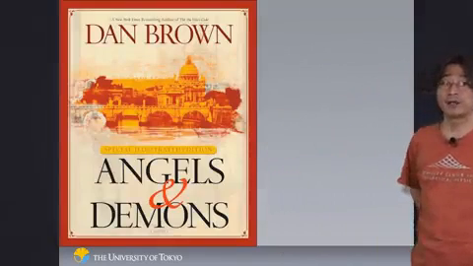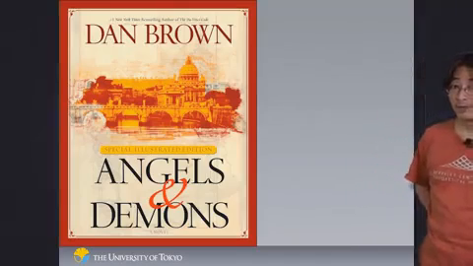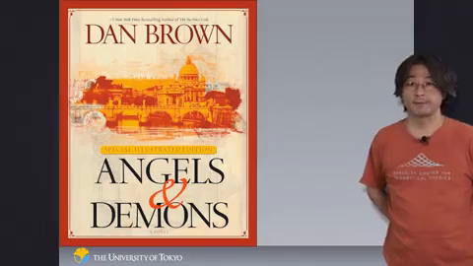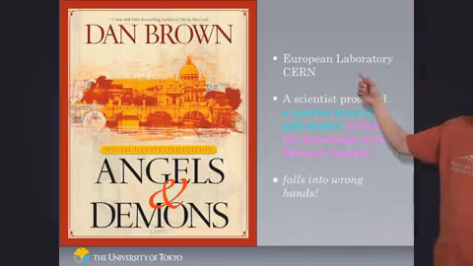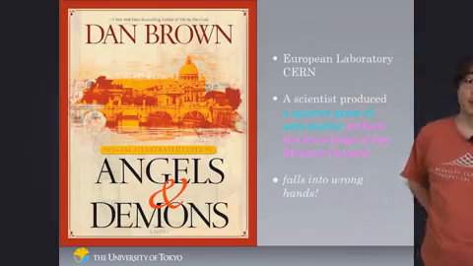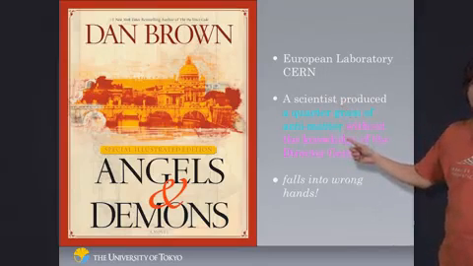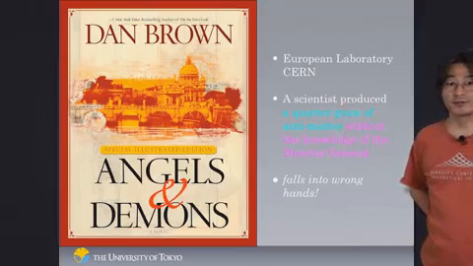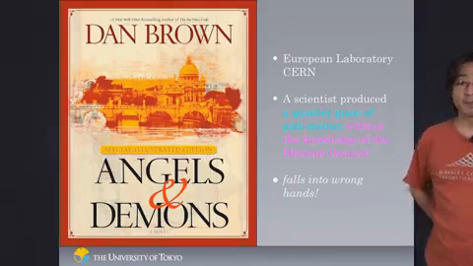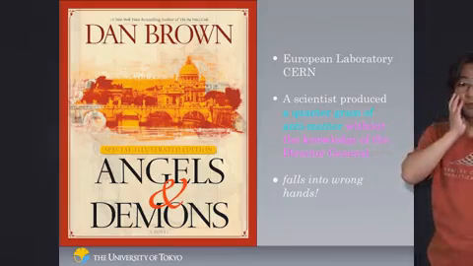In a novel by Dan Brown, Angels and Demons, which also became a Hollywood movie starring Tom Hanks, antimatter shows up. This antimatter had apparently been produced at the European laboratory CERN, where the LHC is running. A scientist, according to the novel, produced 1/4 gram of antimatter without the knowledge of the Director General. And this amount of antimatter falls into the wrong hands, and some people get threatened using antimatter as a weapon. And that, of course, doesn't sound very good.